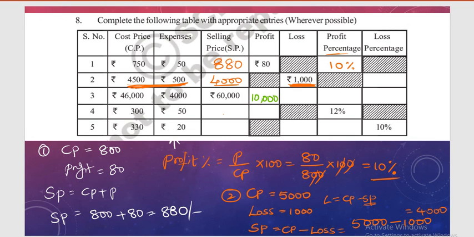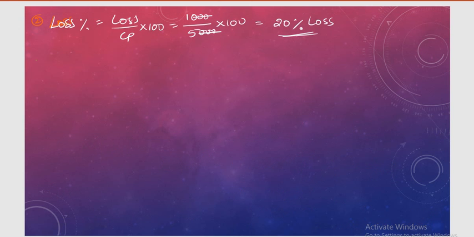10,000 rupees profit. That means there is no loss, so clearly it doesn't have any loss percentage, right? Next, in the same way, you can directly find out the profit percentage, no? So how can you find profit percentage? For question number 3, profit percentage is given by profit by CP into 100.